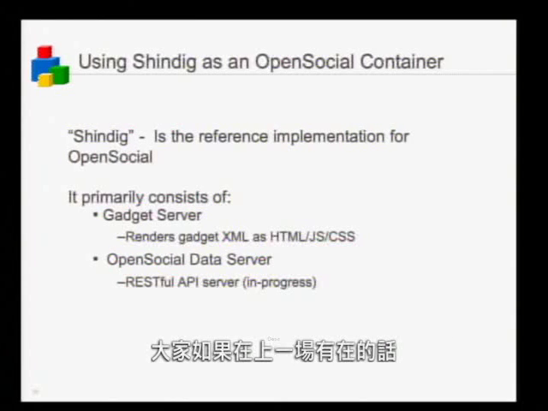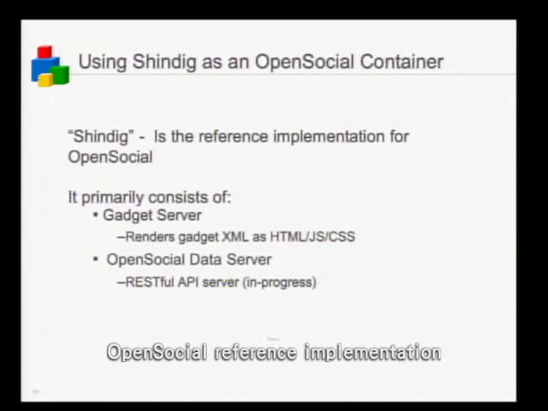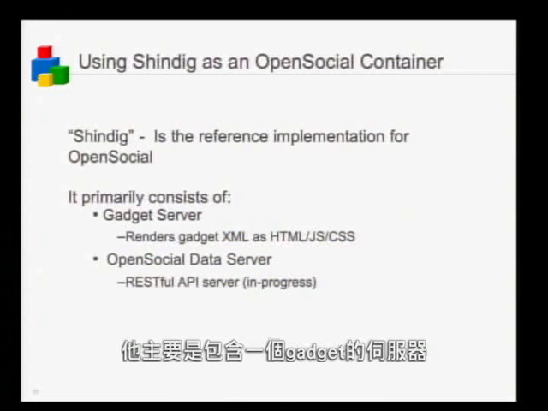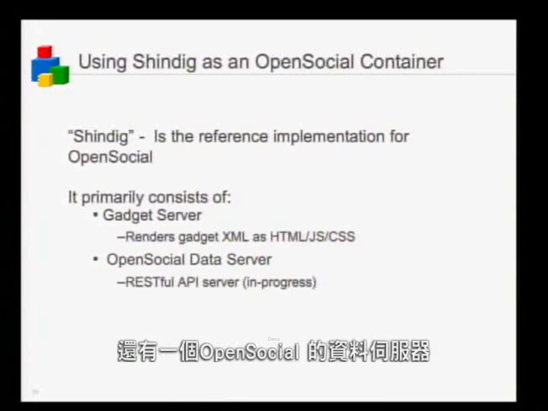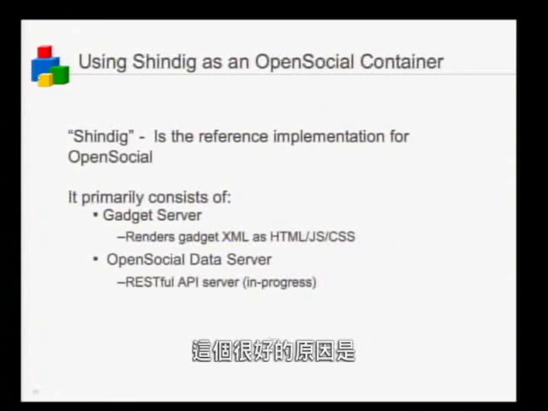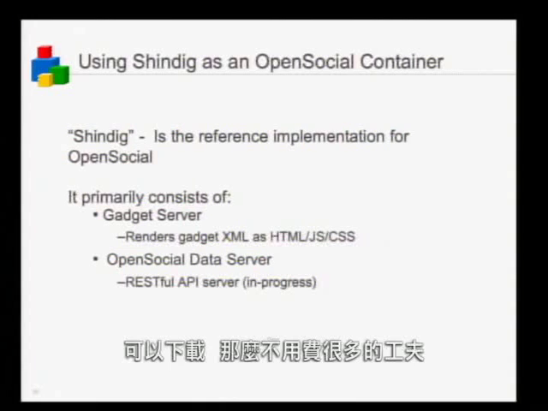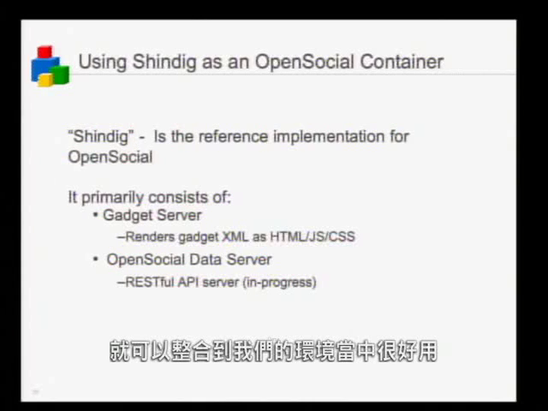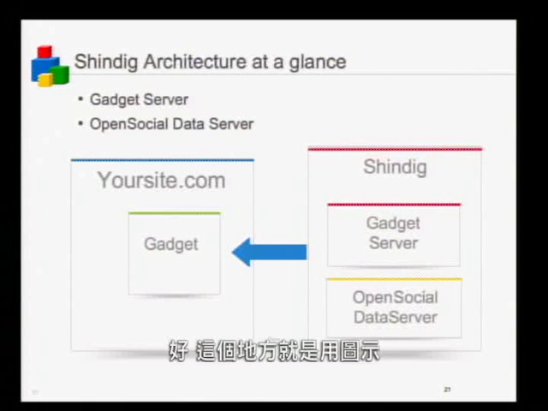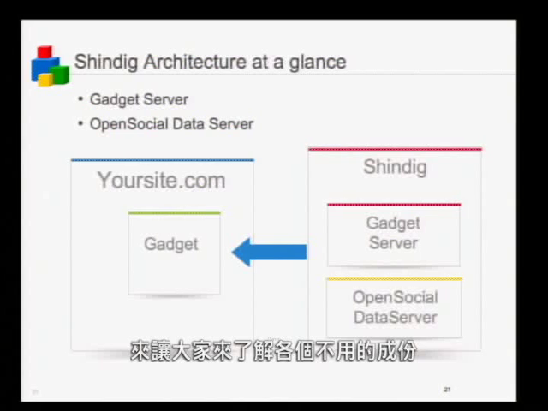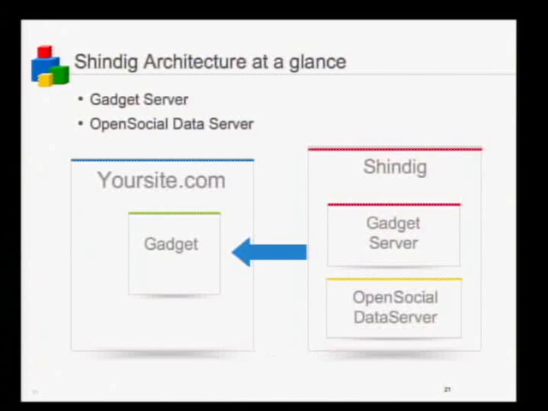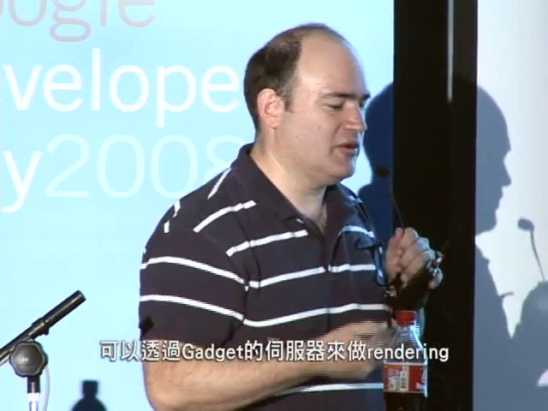If you were here earlier, I explained a little bit about what Shindig is. It's the reference implementation for OpenSocial. It primarily consists of a gadget server and an OpenSocial data server, and it's really nice because it's open source. You can download it and get it up and running, and then without too much of a hassle, be able to integrate it within your environment and be successful in that sense. So here's a little graphic explaining the different components. You have your Shindig server over here, and then your website can have a gadget or multiple gadgets that can be served or rendered via the Shindig server.